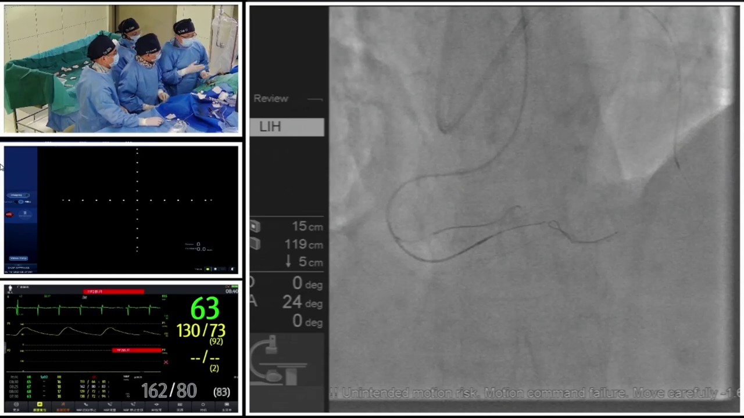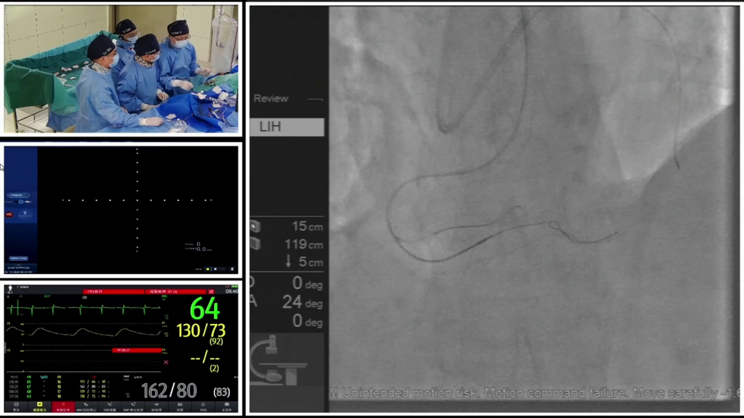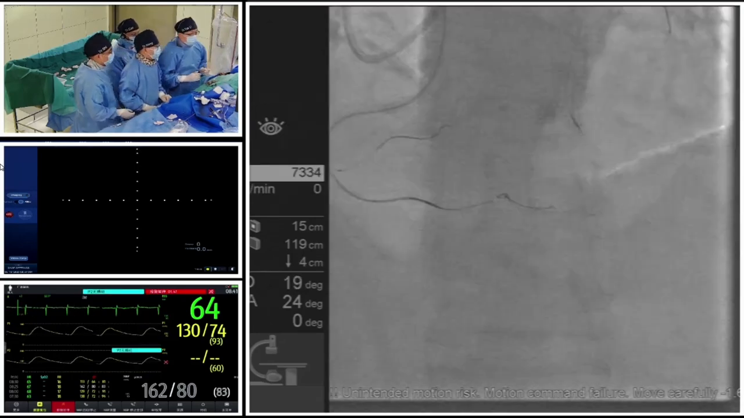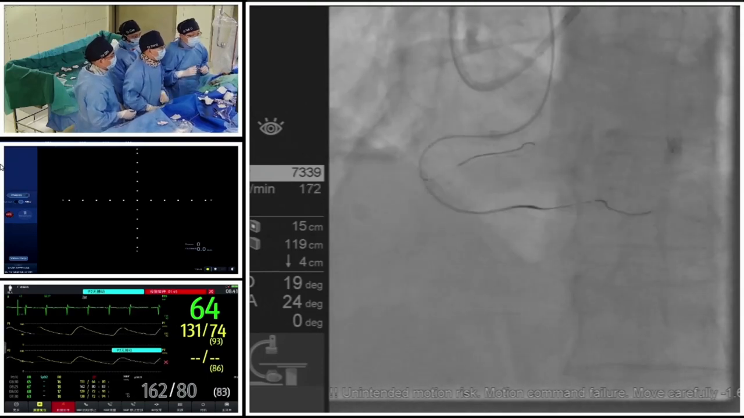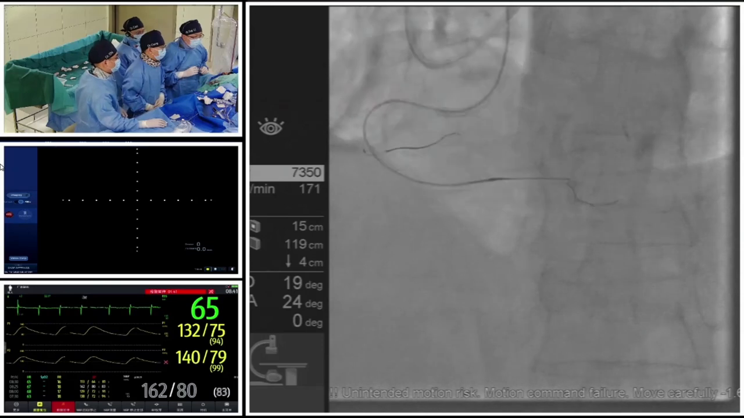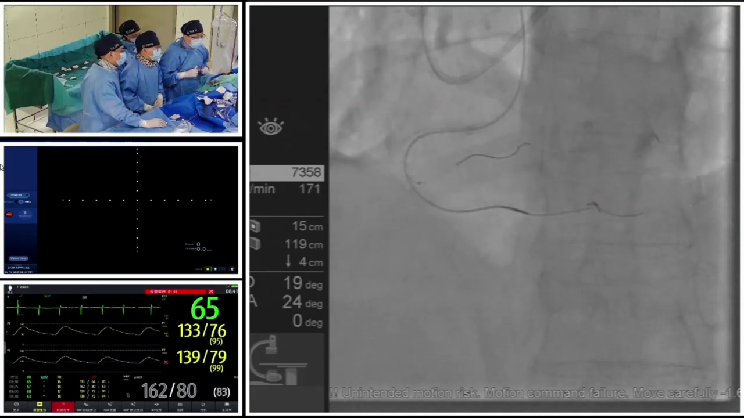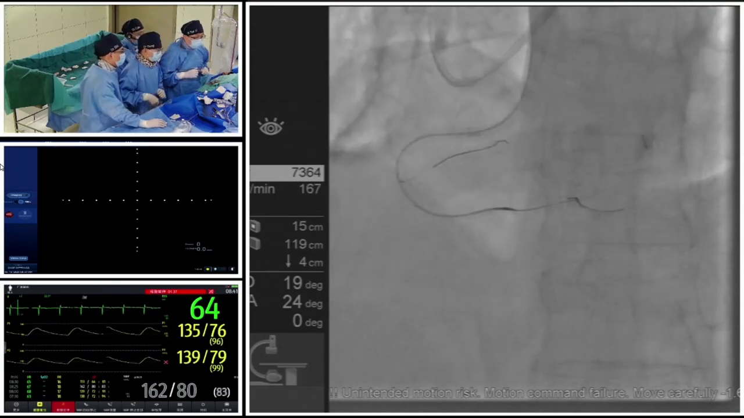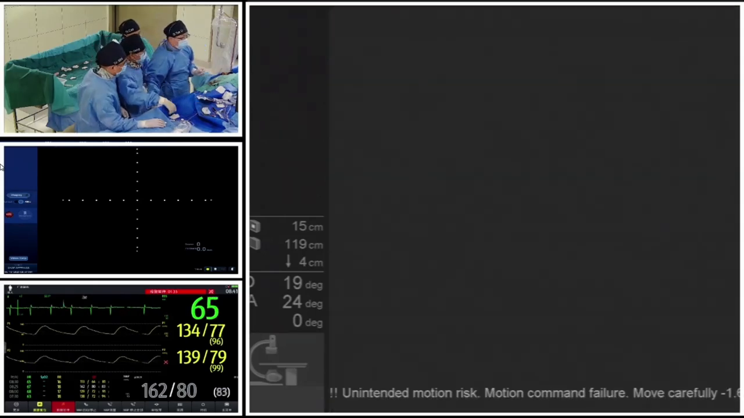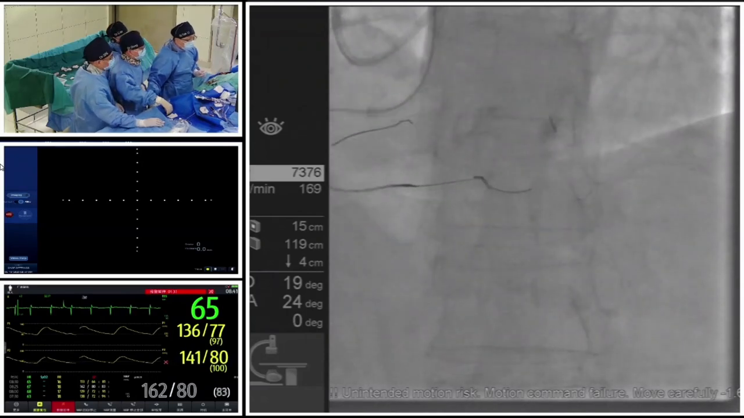Now we can see the Professor is navigating the antegrade wire through the occluded segment with the target of the retrograde wire. Right, it goes into the true lumen. So projection is of key importance, because correct projection is of great importance. Consider the RAO caudal projection, or the left cranial projection, to evaluate the length and the tortuosity of the distal part of the bifurcation.